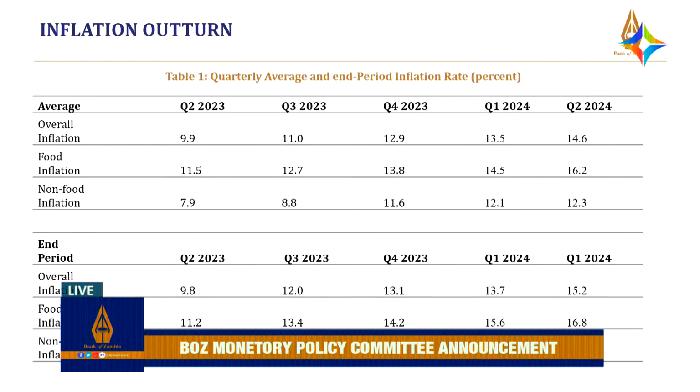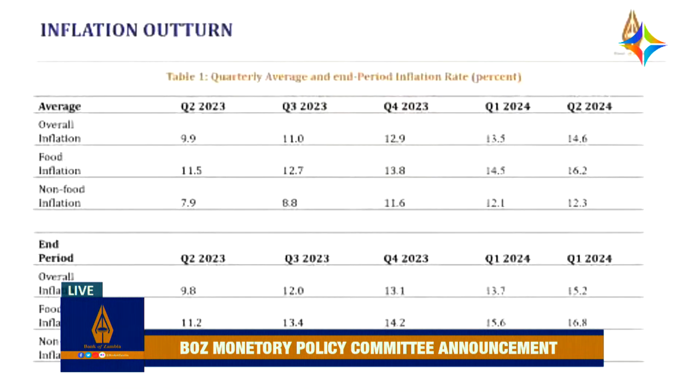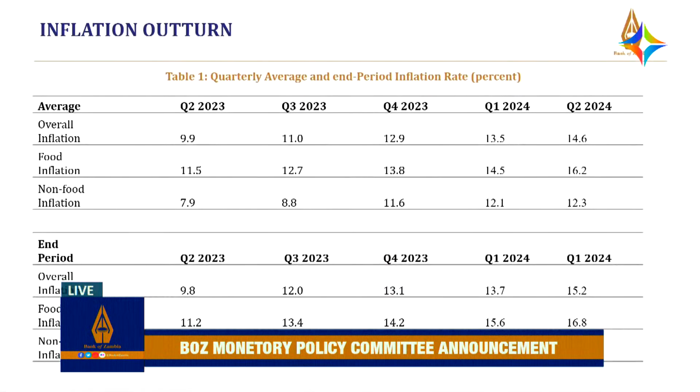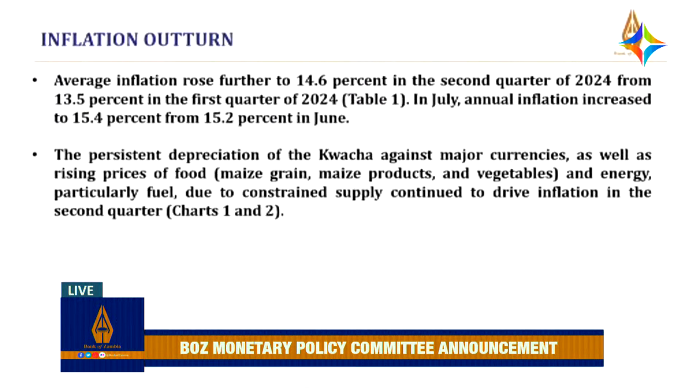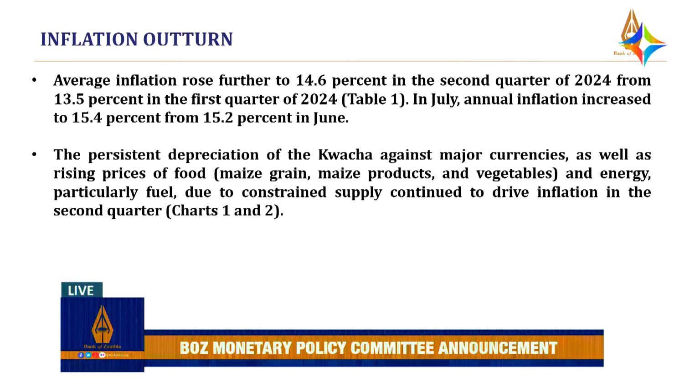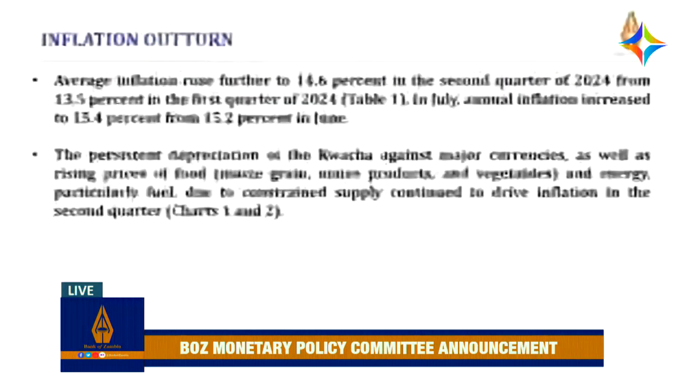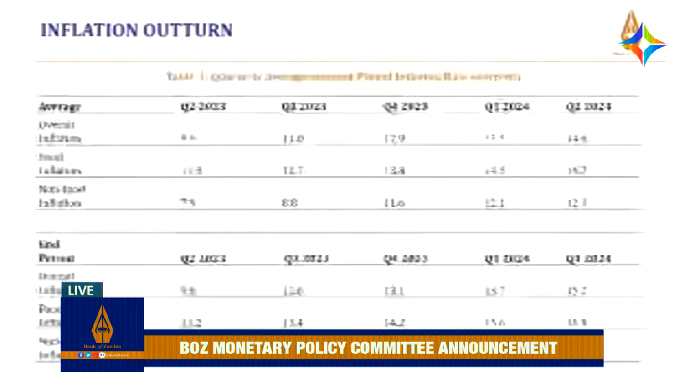Now, when we turn to end period numbers over the same period, we again note that inflation to end June moved to 15.2% from 13.7% in the second quarter, or March. So the shortage, particularly of fuel, due to constrained supply, continued. There is an issue, but more importantly, OPEC and OPEC Plus also cut back their production, which pushed the price of the commodity up. We show this.